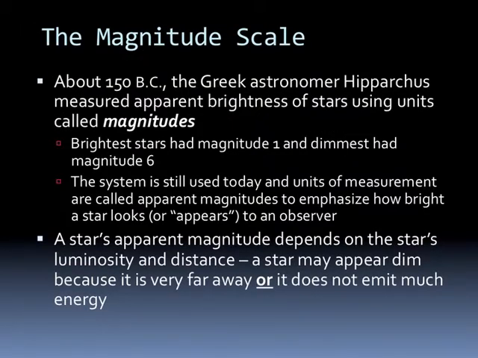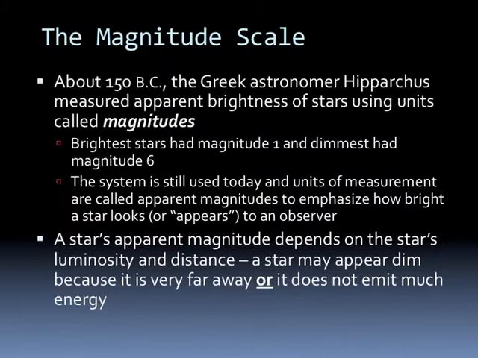Now another way of looking at stars is something called magnitude. In 150 BC, Hipparchus, a Greek astronomer, measured the apparent brightness of stars using units called magnitudes. The brightest stars in the sky had a magnitude 1, and the dimmest had a magnitude 6. Now this system is still used today, and the units of measurement are called apparent magnitudes to emphasize how bright a star looks or appears to an observer. This would be the brightness.